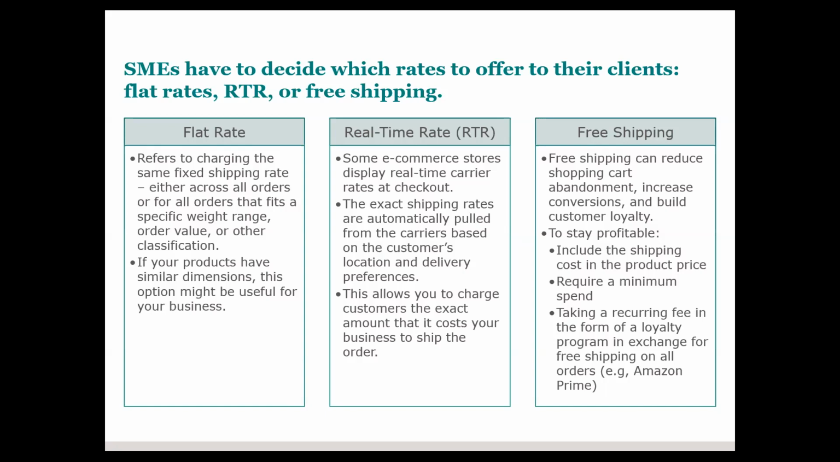A few options, as you can see here, are flat rate shipping. This refers to charging the same fixed shipping rate, either across all orders or for all orders that fit a specific weight range, order value, or other classification. Real-time carrier rates. This refers to automatically taking the exact shipping rates from the carrier based on the customer's location and delivery preferences. This makes it possible to charge customers the exact amount that it costs your business to ship the order.